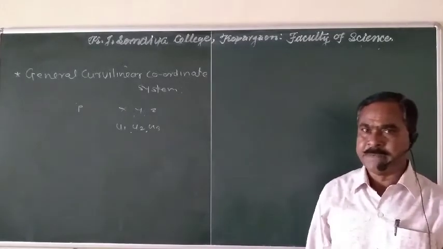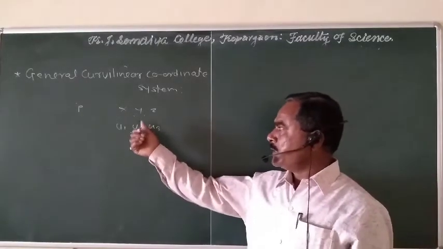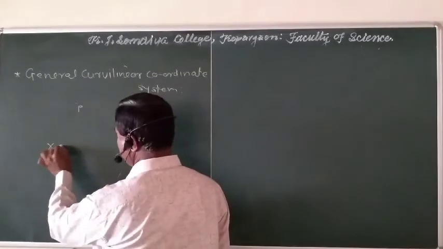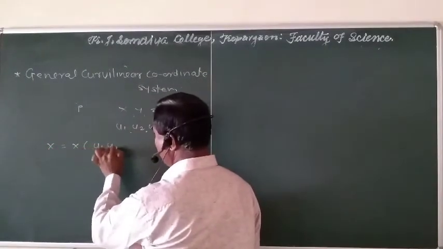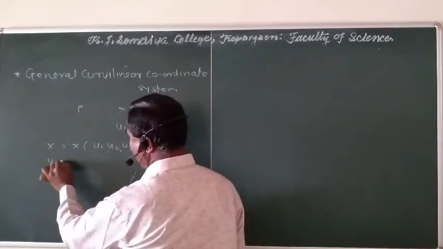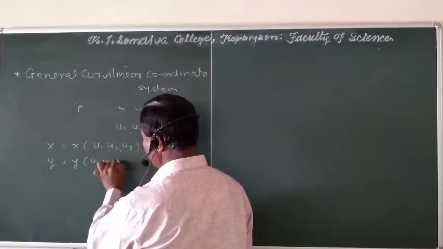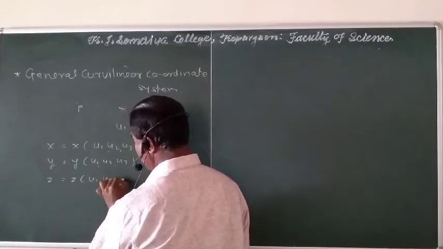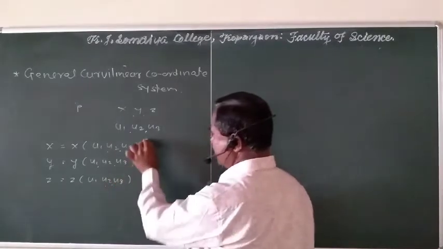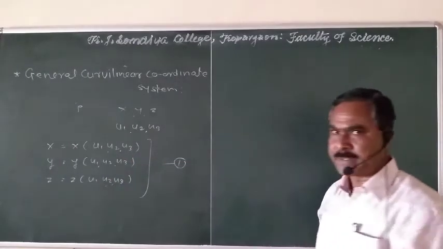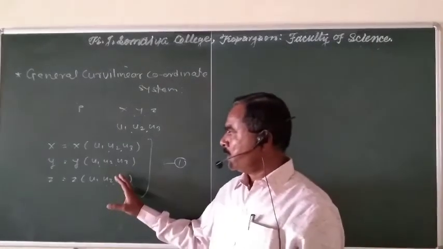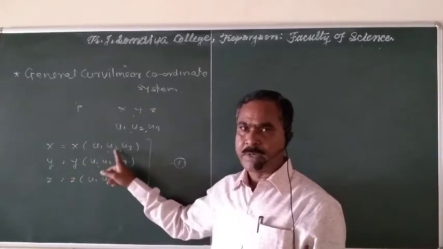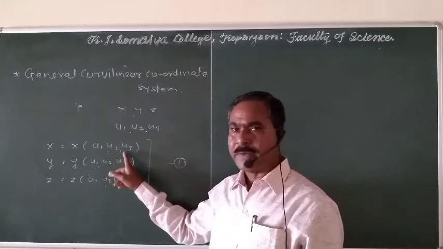These Cartesian coordinates are related to new quantities called u1, u2, u3. The relation between the Cartesian coordinates and the new quantities is given by the equations x equal to x of u1, u2, u3, y equal to y of u1, u2, u3, and z equal to z of u1, u2, u3. So this is the first set, which gives the relation between Cartesian and the new quantities called curvilinear coordinates.